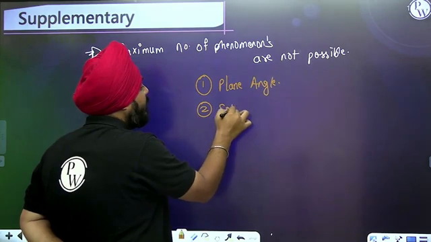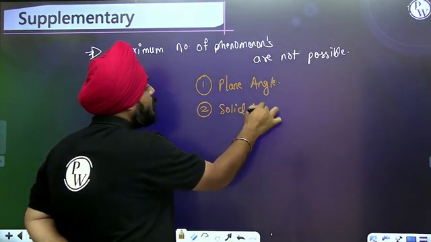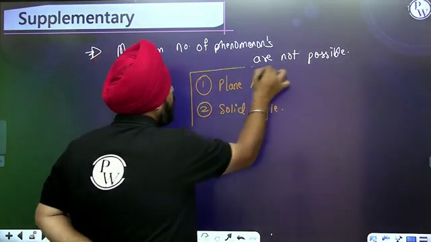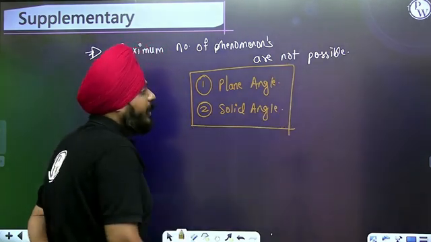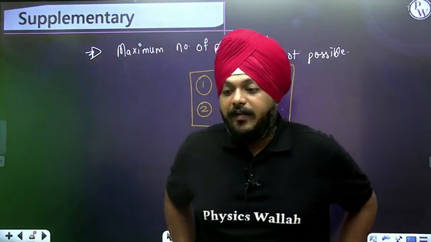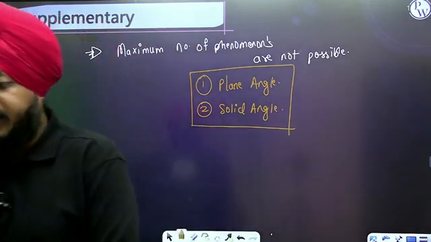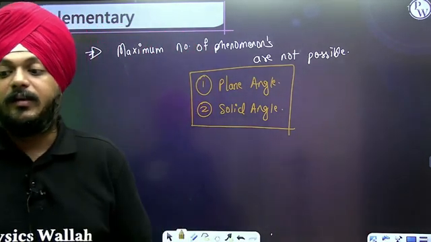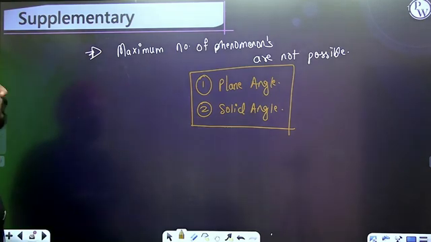And the second one is the solid angle. We have a very simple definition of the plane angle and the solid angle, and we are going to see that.